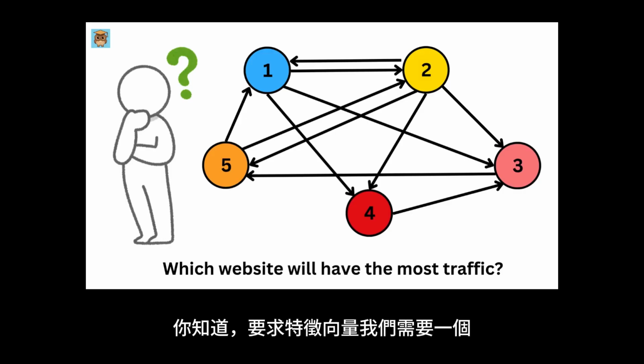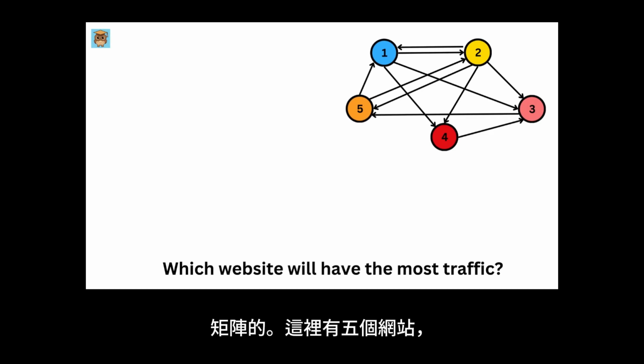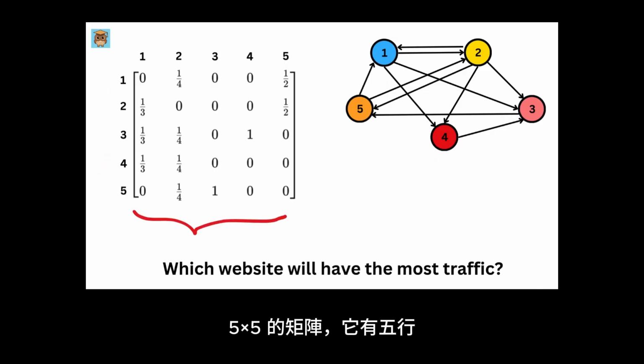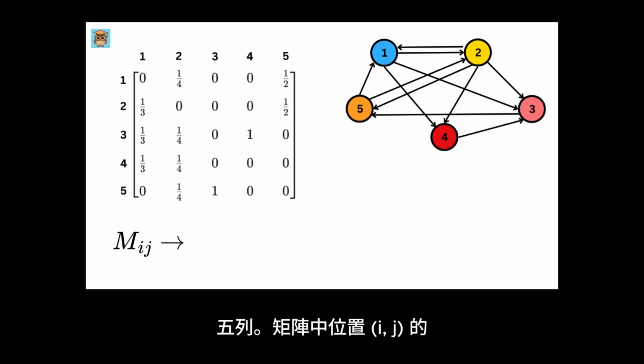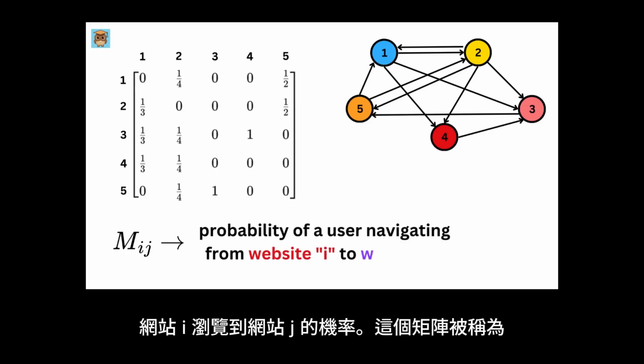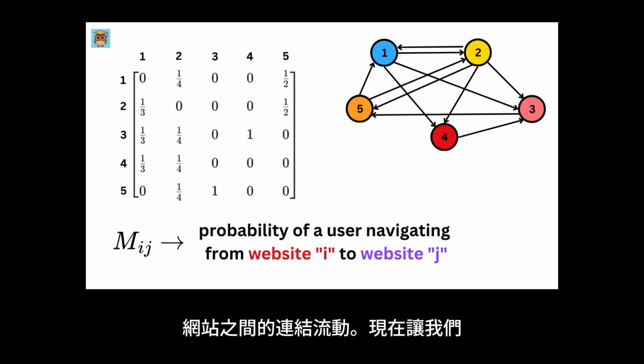You know that for eigenvectors, we need a matrix, and this is how we will construct this matrix. Here we have 5 websites, which means we will be having a matrix of size 5 cross 5, which has 5 rows and 5 columns. The value at position i, j in the matrix represents the probability of a user navigating from website i to website j. This matrix is called the Google matrix or link matrix, and it captures how web traffic flows through links between websites. Now, let's break it down.